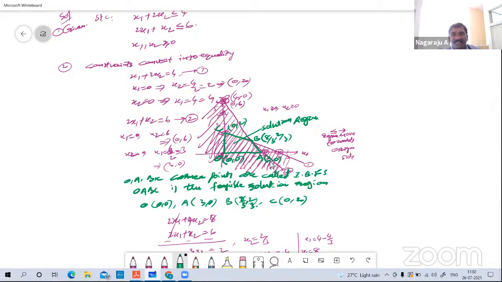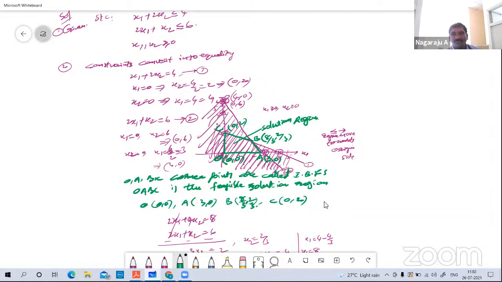The first point A is intersecting on the x1 axis, so it is (3, 0). Intersecting on the y-axis is C, which is (0, 2). And the point where both lines intersect is called B, which I identified as (8/3, 2/3). So I got the points O, A, B, C. These corner points are called initial basic feasible solutions.